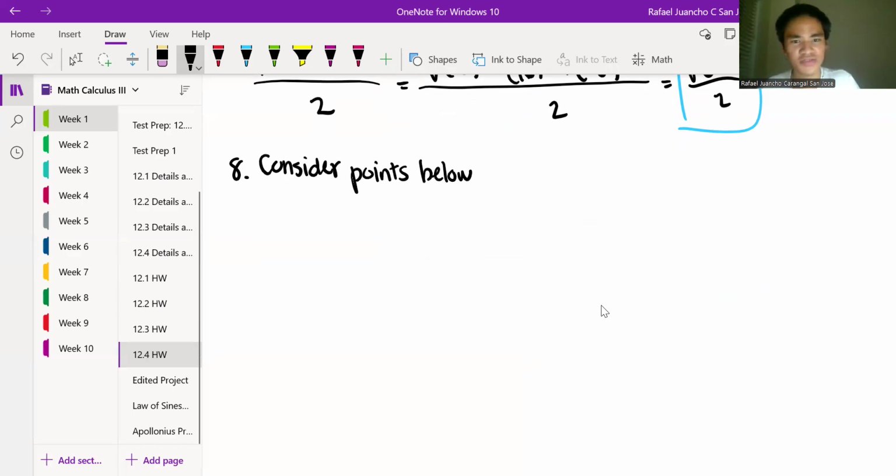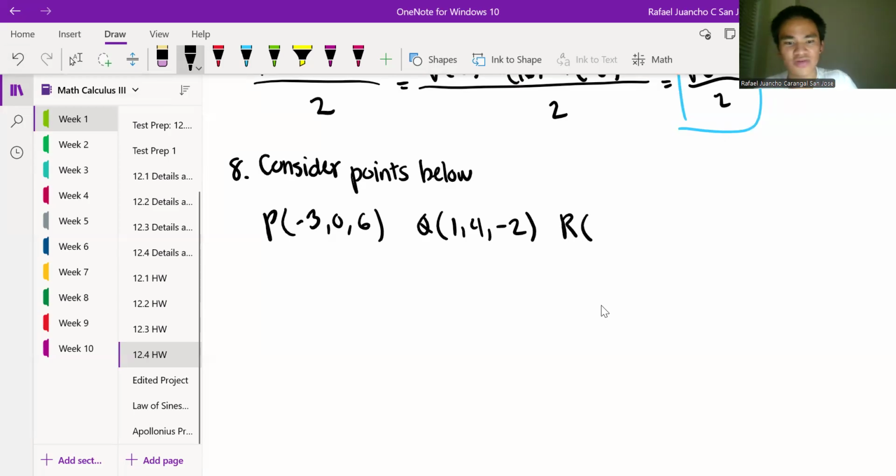And so what is this? We have P, which is (-3, 0, 6). We have Q, which is (1, 4, -2). We have R, which is (0, 4, 4).